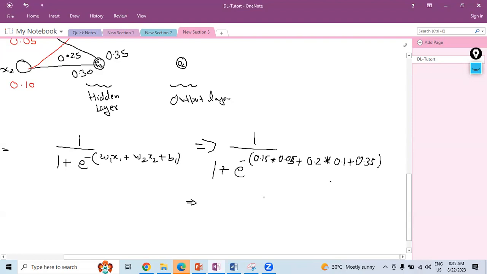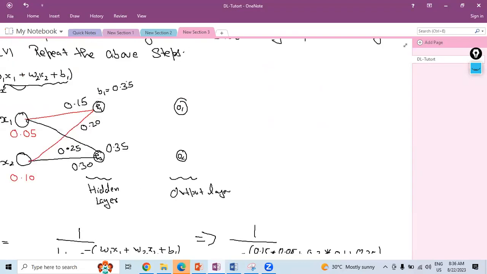So in the next step it will be 1 plus e to power minus 0.3775, and if you calculate 1 by 1 plus e to power this, the sum will be 0.5968. Okay, let's assume this one, 0.5968. So H1 is coming as 0.5968.